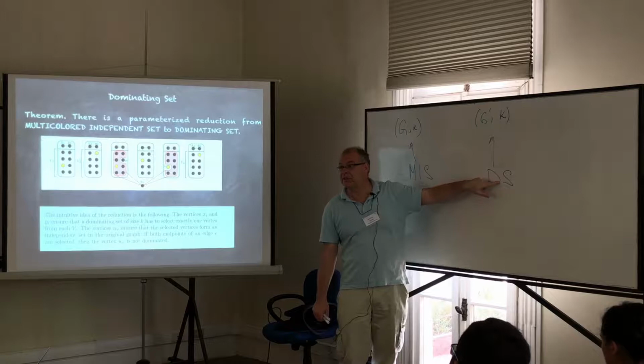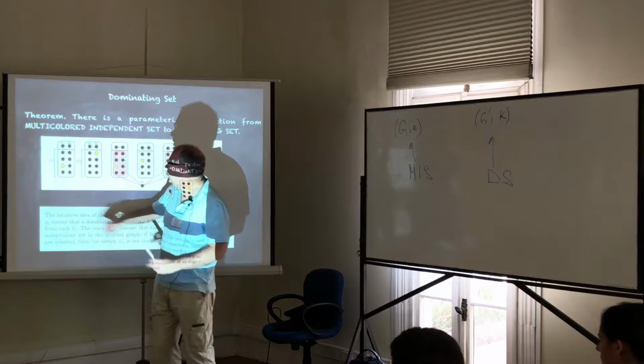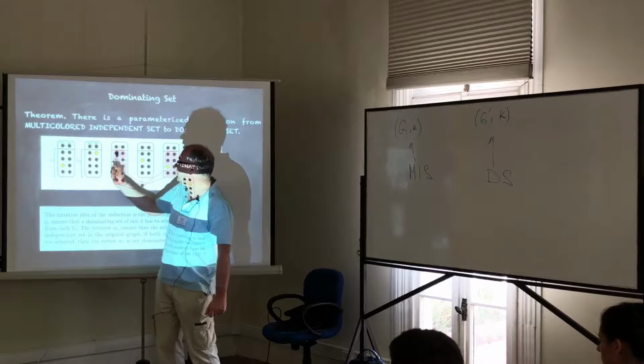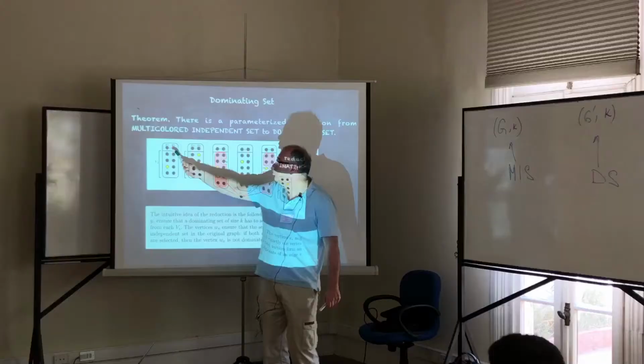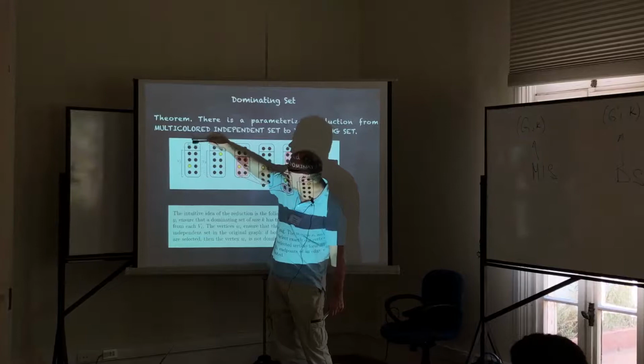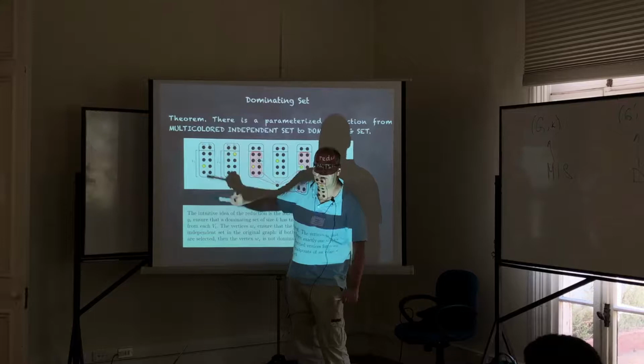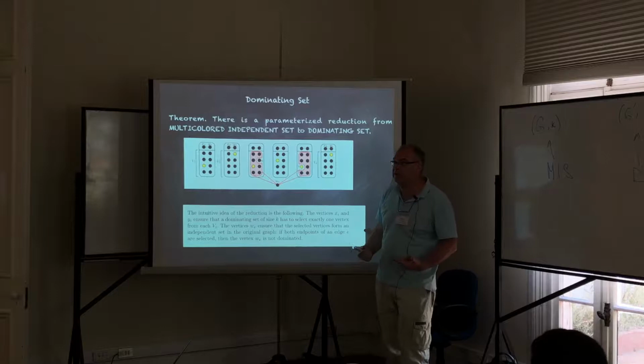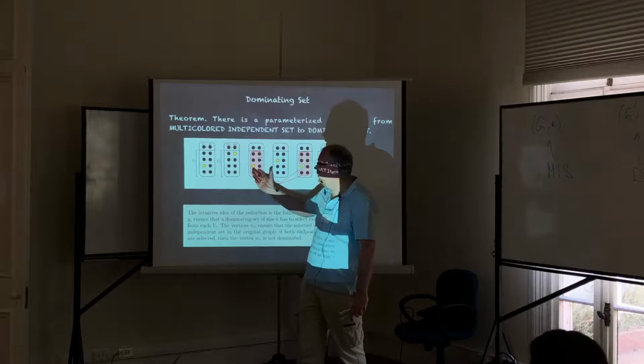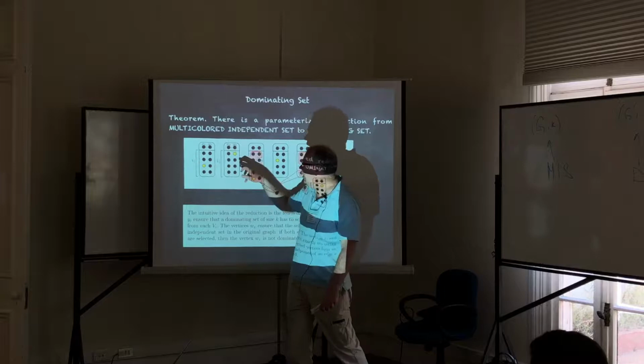I take the instance of a multicolor independent set. So this is a clique, right? And then to every clique here, I add two vertices, X and Y. I make these vertices adjacent to all the vertices in the clique, but between themselves they're not adjacent, right? Okay. So what am I trying to enforce? In the original problem, I'm looking for an independent set of size k, so I have to pick exactly one vertex for the independent set from each of the cliques, right?